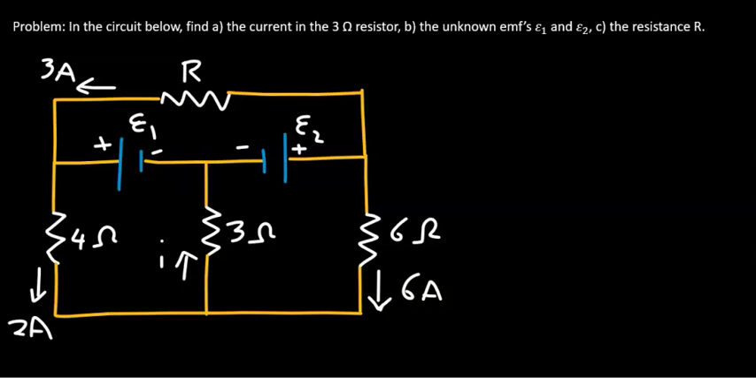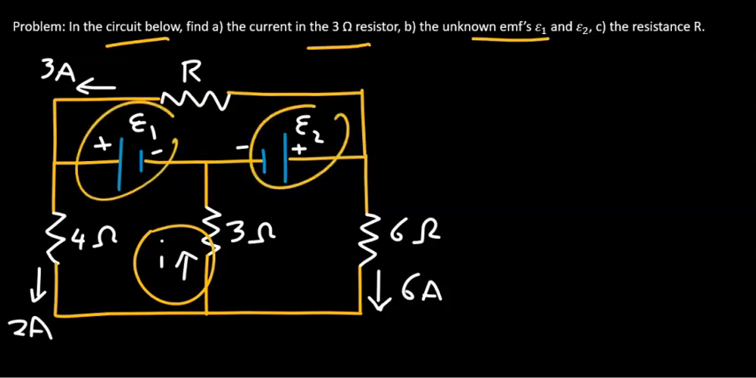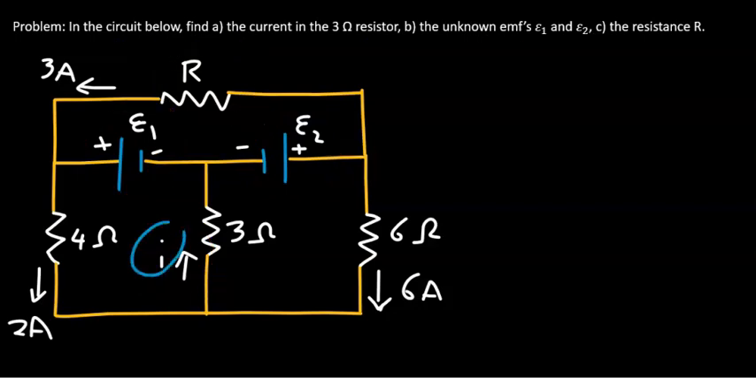Problem 2. In the circuit below, find the current through the 3 ohm resistor. So that is this I right there. The unknown EMFs E1 and E2, and also the resistance of that resistor R. The current in the 3 ohm resistor can be found using the junction rule. Let's look at this junction.